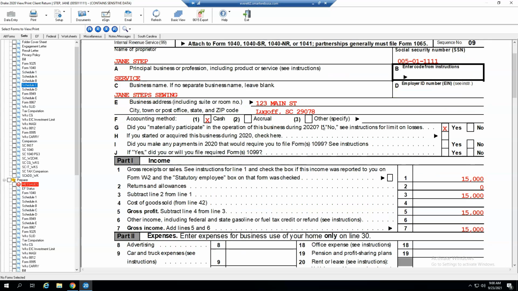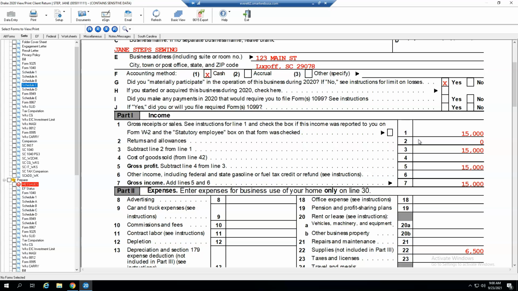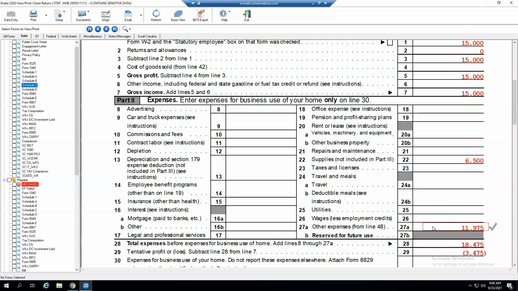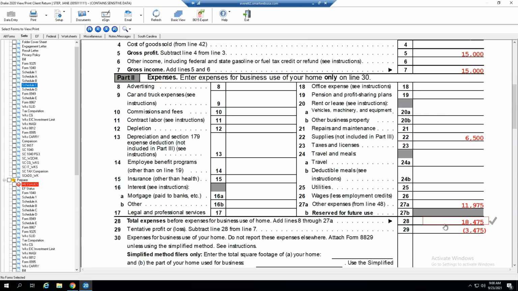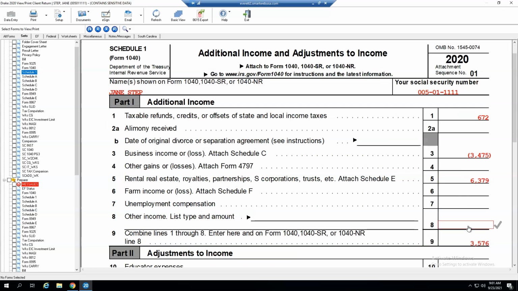Okay, so in this example, Jane had a sewing business. She earned $15,000, and we just threw some numbers in here: $6,500 for supplies and $11,975 for other expenses, for total expenses of $18,475. If you take that $18,475, subtract it from $15,000, that gives you the loss of $3,475, which you see right here in your Schedule 1, Part 1, and then that's added together with all these numbers to get to $3,576, which is on the 1040.